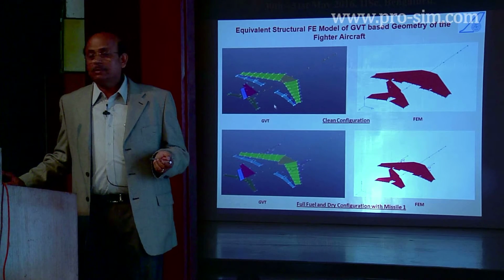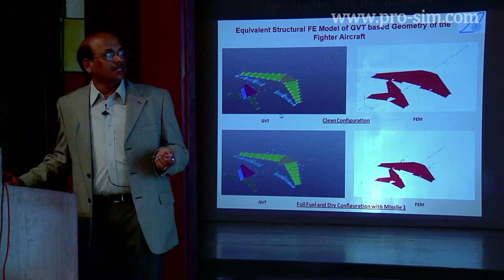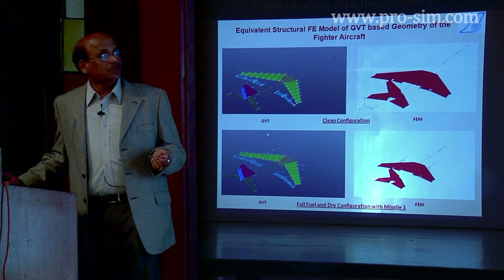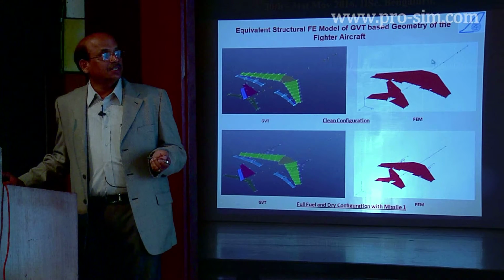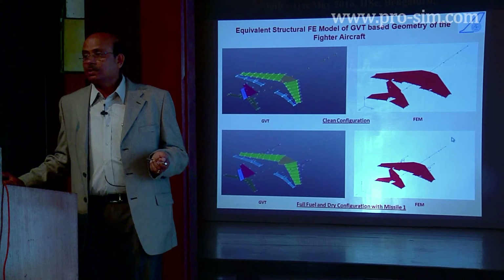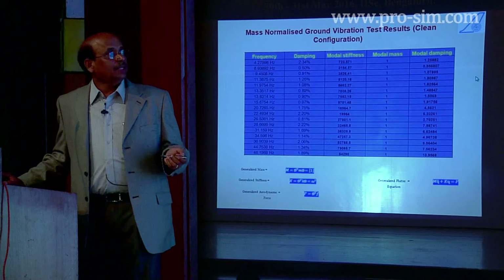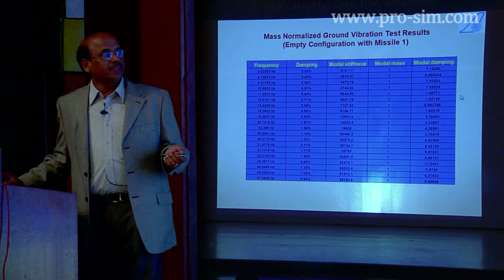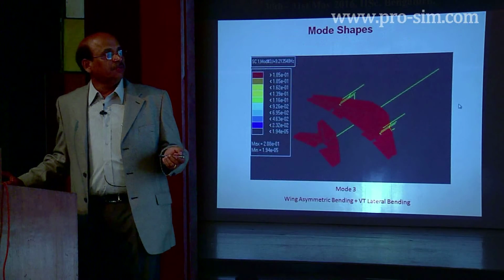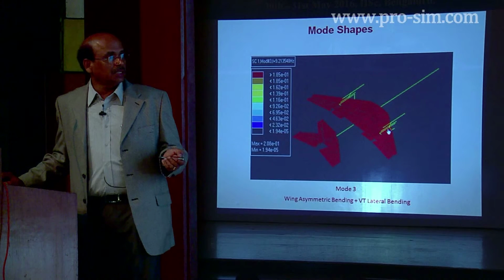This is the GVT based model, used to capture the eigenvalues and eigenvectors. Then this is the corresponding FEM model that we developed, corresponding to this grid. Then we used our GVT based prediction technique, and ultimately we could, I think there is an animation here.